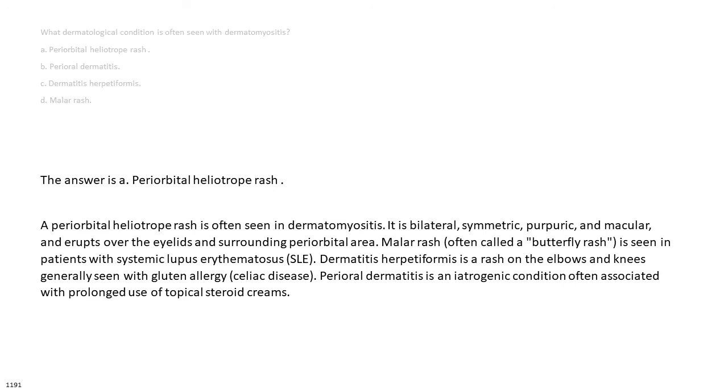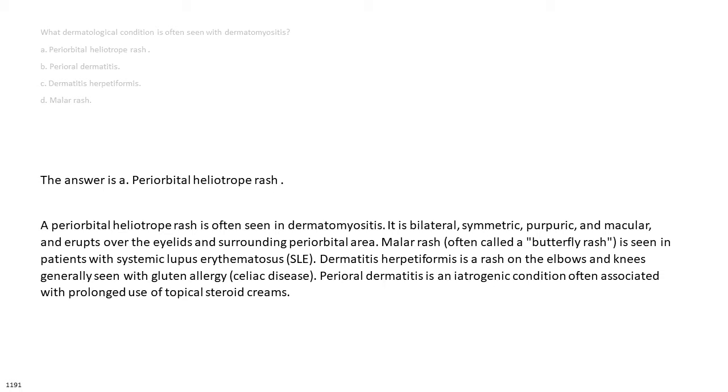The answer is A. Periorbital heliotrope rash. A periorbital heliotrope rash is often seen in dermatomyositis. It is bilateral, symmetric, purpuric, and macular, and erupts over the eyelids and surrounding periorbital area.